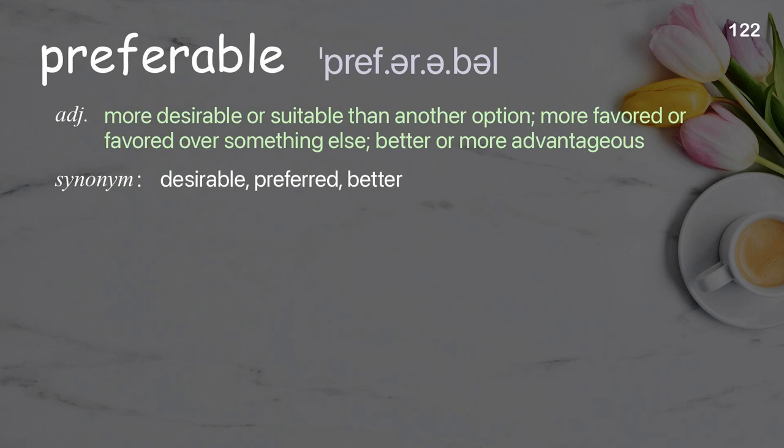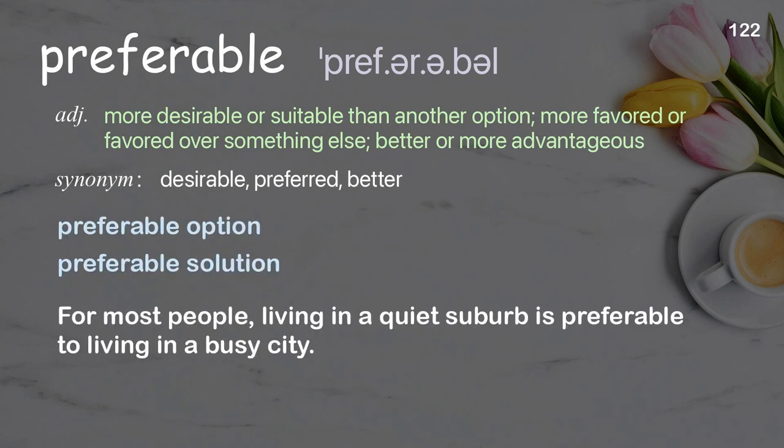Preferable. More desirable or suitable than another option; more favored over something else; better or more advantageous. Examples. Preferable option. Preferable solution. For most people, living in a quiet suburb is preferable to living in a busy city.